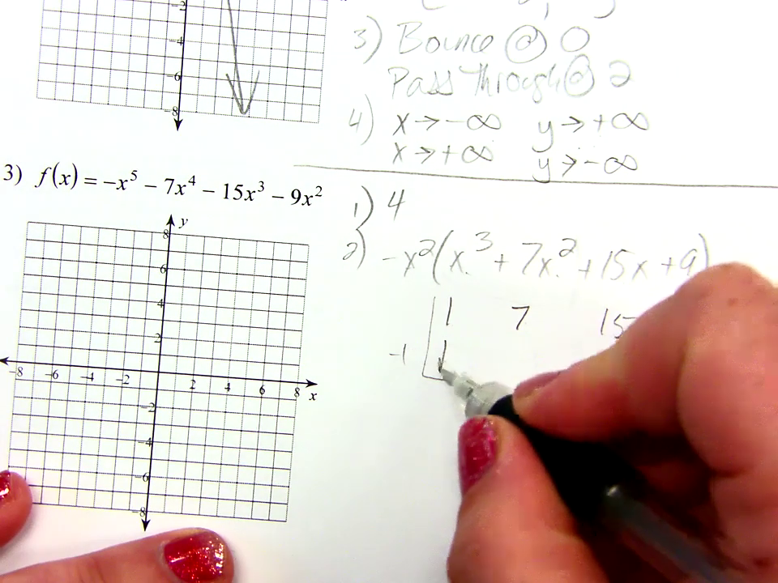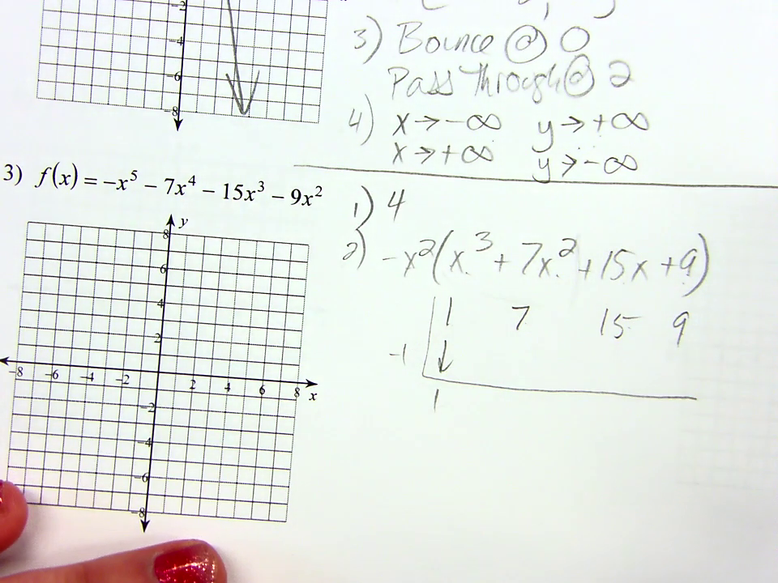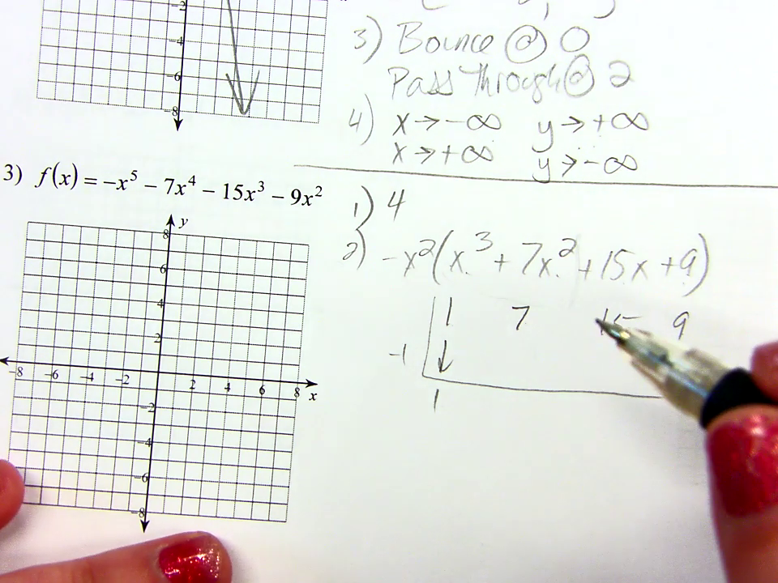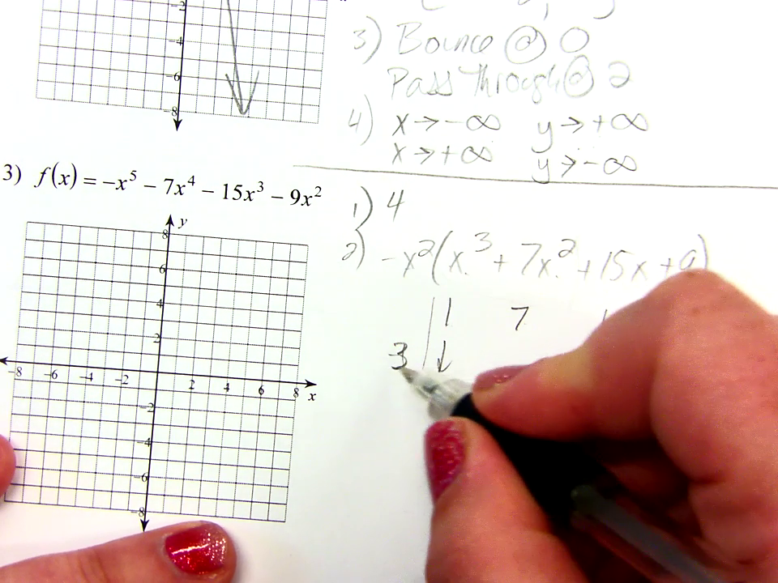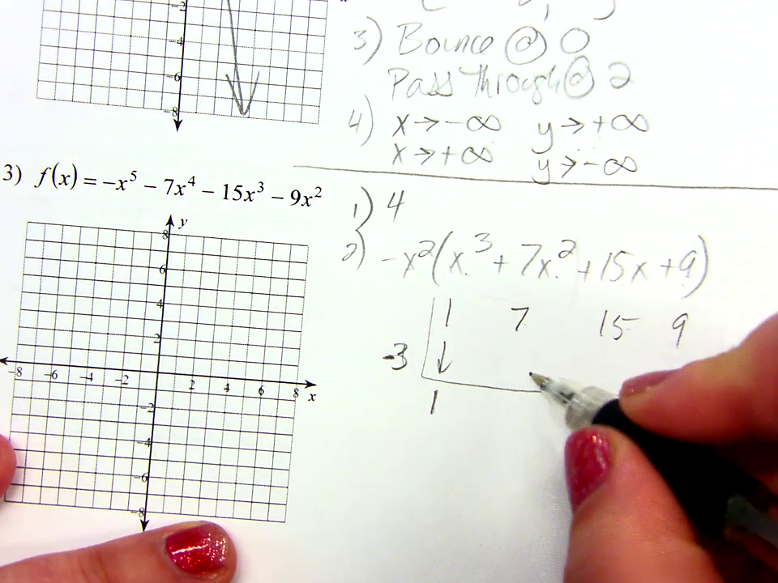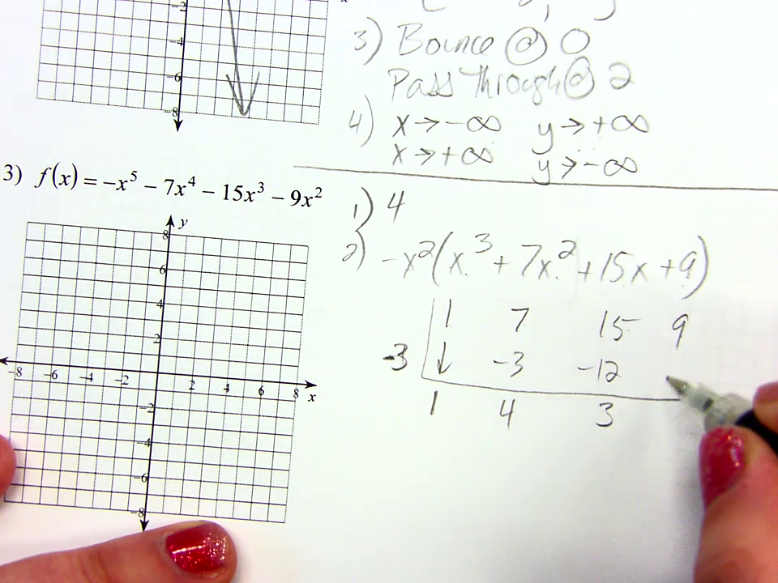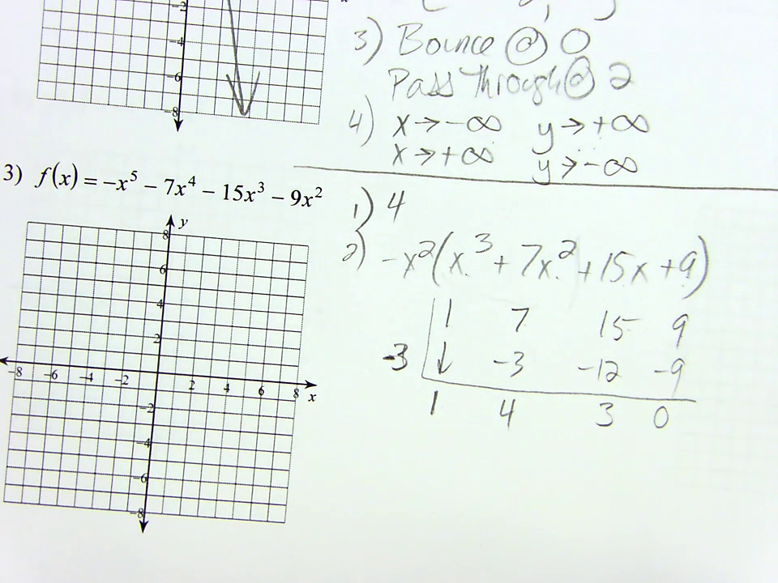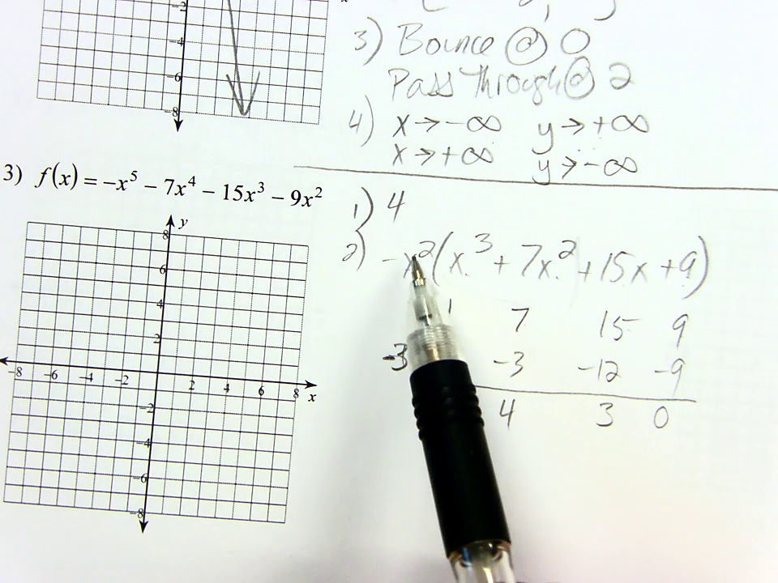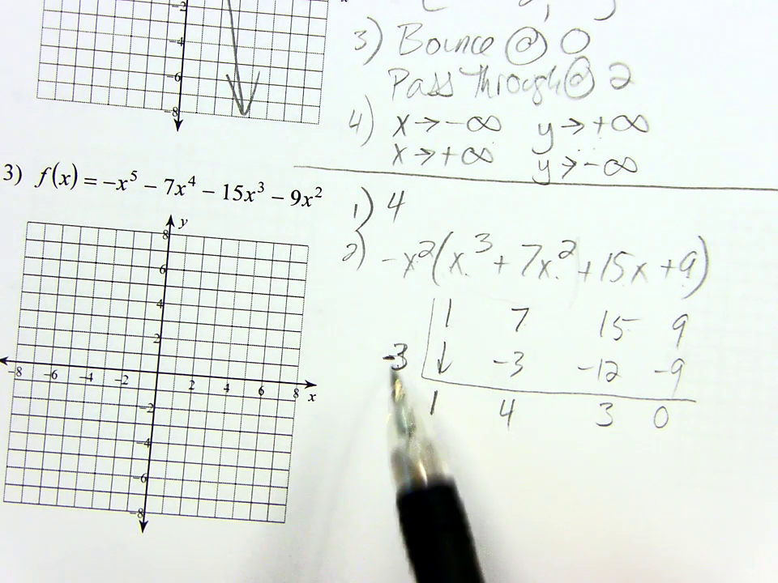So we'll try negative 1. Negative 3 works? Negative 3? Okay. I'm hearing negative 3, so, okay. 3, negative 9. Perfect. Now I have 3 of my 5 answers. 0, 1, 2, and negative 3.